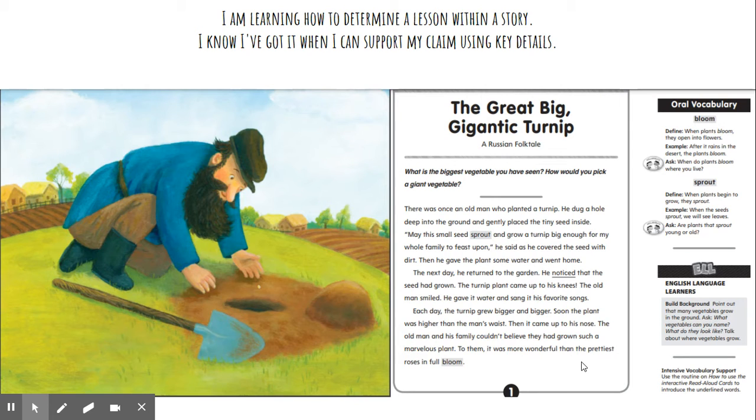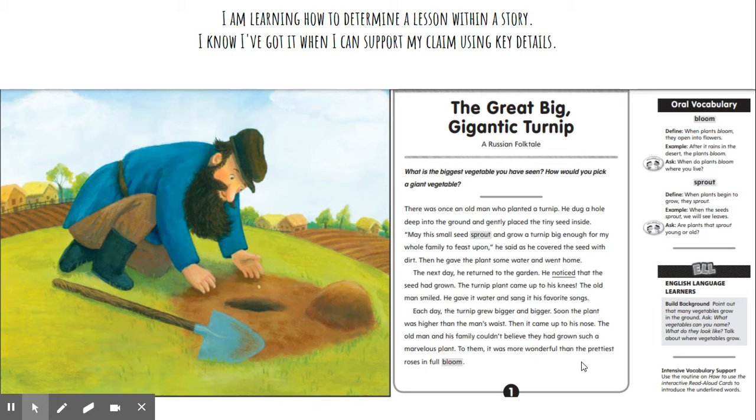There was once an old man who planted a turnip. He dug a hole deep in the ground and gently placed the tiny seed inside. "May the small seed sprout and grow a turnip big enough for my whole family to feast upon," he said as he covered the seed with dirt. Then he gave the plant some water and went home.